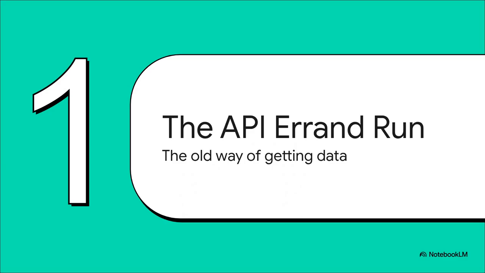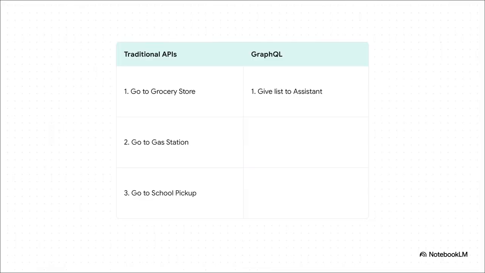To really get what makes GraphQL so special, we first need to understand the problem it's trying to solve. And honestly, the best way to do that is with a pretty simple analogy. Let's call it the API errand run. All right, so with traditional APIs, the REST and SOAP APIs that have pretty much powered the web for decades, getting all the data you need is like running a bunch of separate errands. First, you have to drive to the grocery store for dinner ingredients. That's one API call. Then you realize you need gas, so you have to drive to the gas station. That's a second API call. And finally, you have to go pick up the kids from school. That's a third API call. 3 different stops, 3 separate requests, just to get everything you need.